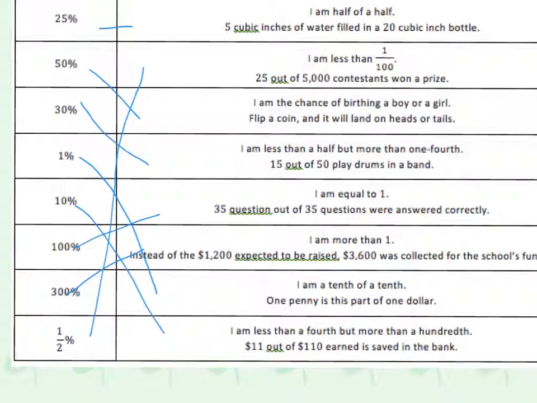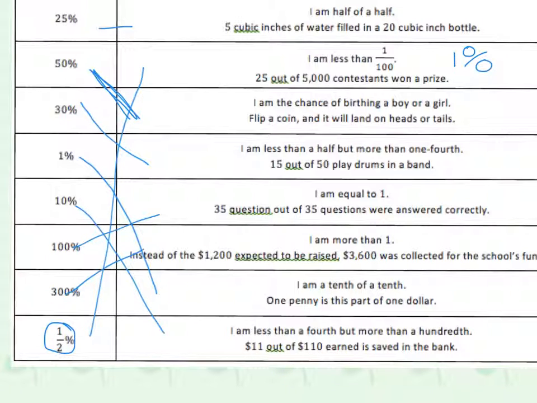Alright, how'd you do? Here, I'm half of a half. Half of a half is 25%. So 5 out of 20 is 25%. I am less than 1/100th. 1/100th is the same thing as 1%. So the only one of these that was less than 1% was this 0.5%. I'm the chance of being a boy or a girl or flipping a coin. Well, theoretically, it's 50%.